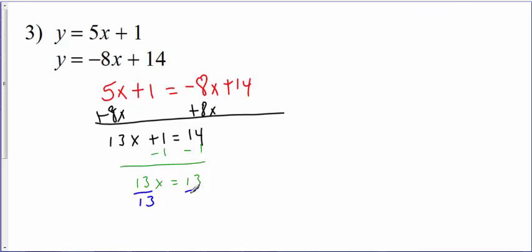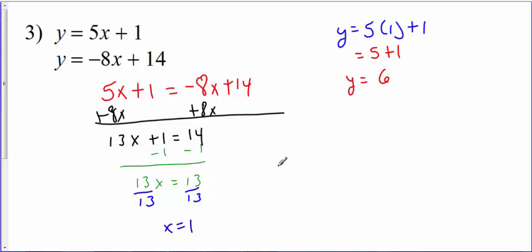Divide both sides by 13. x equals 1. Now that I know that x equals 1, I can plug 1 in for x in this equation and solve for y, or I can plug 1 in for this x value and solve for y. I'm going to do it for the top one. So y equals 5 times 1 plus 1, so that equals 5 plus 1. So y equals 6. So our solution is 1 comma 6.